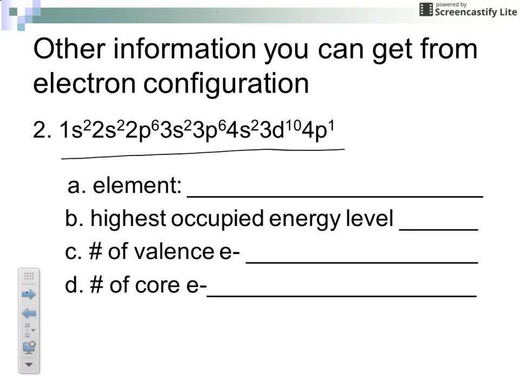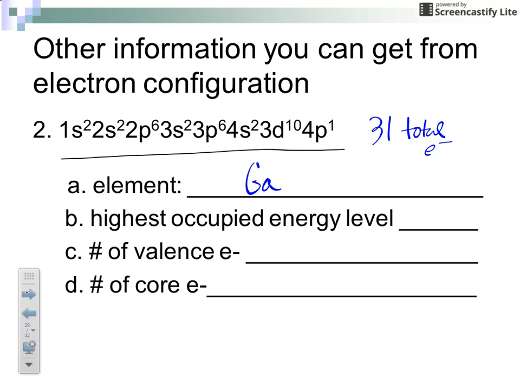Add up your superscripts to figure out who it is. So we have 10 plus 1 is 11, 12, 13, plus 6 is 19, 20, 21, plus 6 is 27, 28, 29, 30, 31. So we have 31 total electrons. All right, that means that the element represented here is gallium.